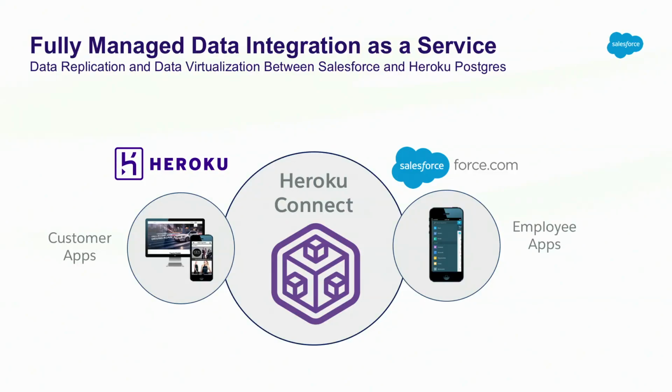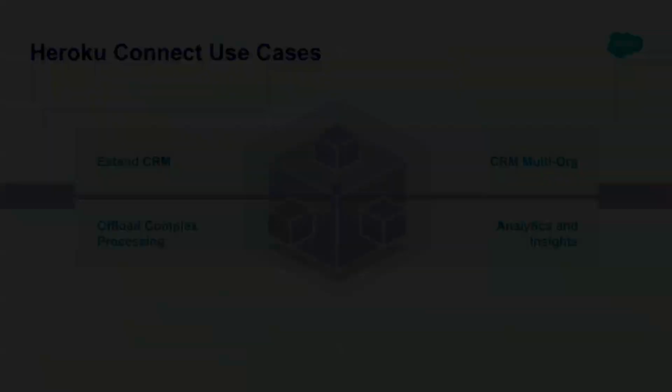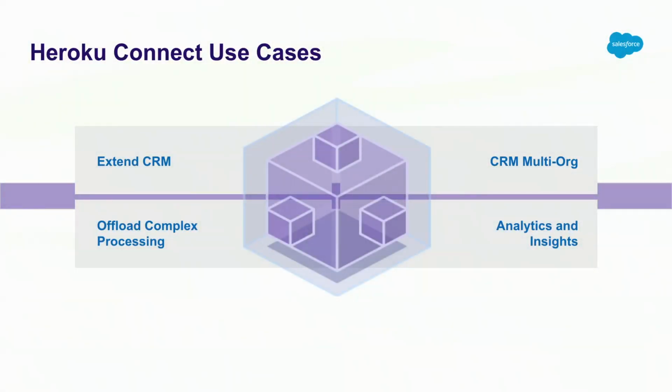The other pattern is what we call data virtualization. We achieve this via OData, the Open Data Protocol. We have a wrapper over the Heroku Postgres database, and this enables easy integration with Salesforce external objects through external data sources. So those are the two patterns that are supported. Common use cases.